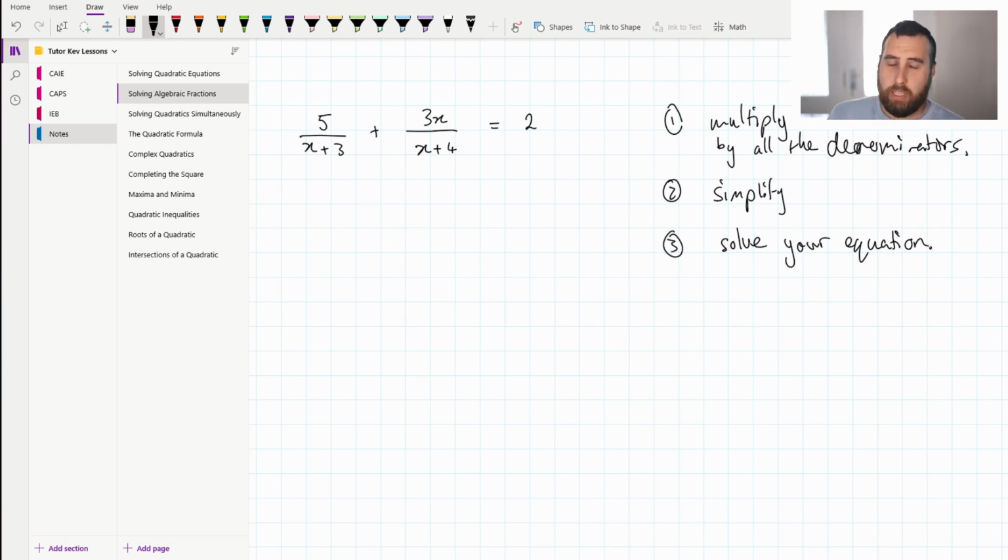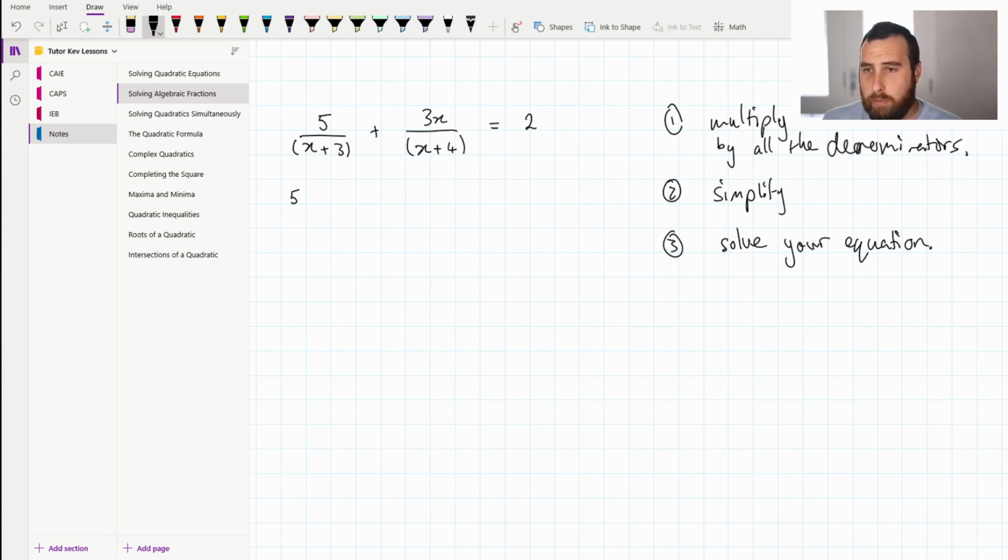What are my denominators? I see I've got this x plus 3 denominator and I've got this x plus 4 denominator. So I'm going to multiply every single term by x plus 3 and x plus 4, as two binomial brackets multiplied together. So it's going to look something like this.